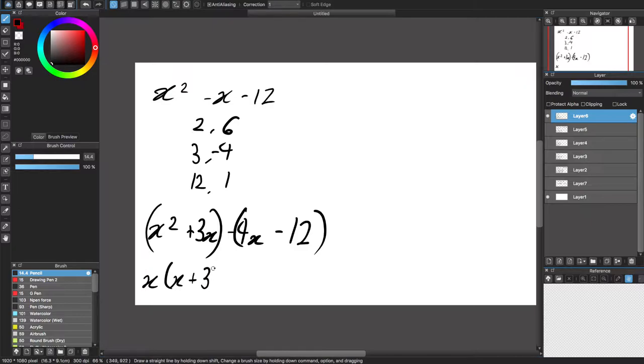Let's take out the highest common factors. Alright, 4 goes, so it'll be negative 4, x plus, yes, plus 3. And then we take it out again.